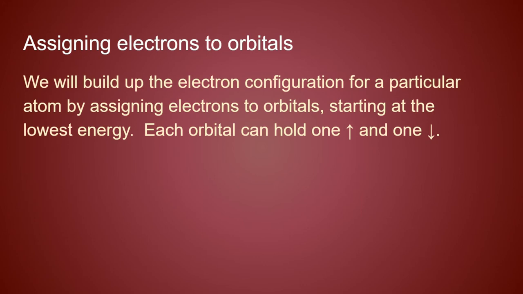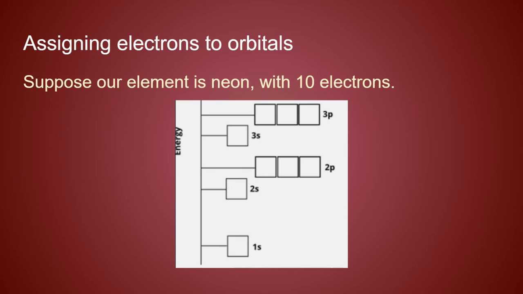We're going to build up the electron configuration for a particular atom by assigning electrons to orbitals starting at the lowest energy. Each orbital can hold 1 spin up and 1 spin down. So suppose our element is neon with 10 electrons. We want to place 10 electrons. We're going to start at the lowest possible energy, put 1 in the 1s. 2 can fit in as long as the spins are in opposite directions. So now that's full. It can only hold 2.